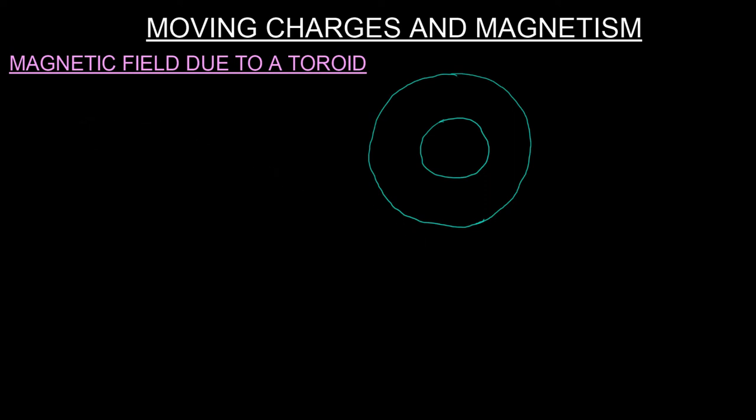Now we come to a toroid. Okay. And a toroid is nothing but a solenoid bent around so that it forms a loop. Right? So this is a toroid. It was earlier maybe a solenoid. So I have kind of it will say something like that.